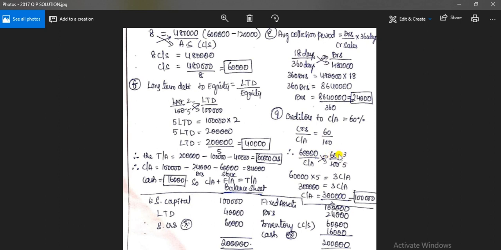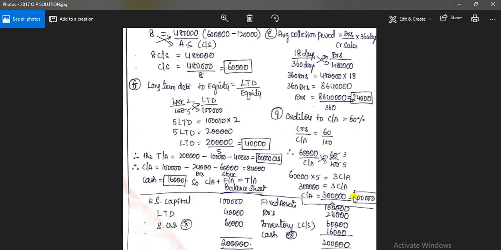We can simplify the 60% as 3 divided by 5. Now make a cross multiplication: 60,000 into 5 is equal to 3 current assets. So 60,000 into 5 is 3 lakh, equal to 3 current assets. That is, current assets is equal to 3 lakh divided by 3, that is 1 lakh. So out of total assets, 1 lakh is current assets. Then we know the remaining 1 lakh will be fixed assets.